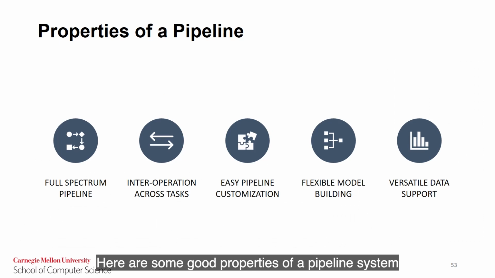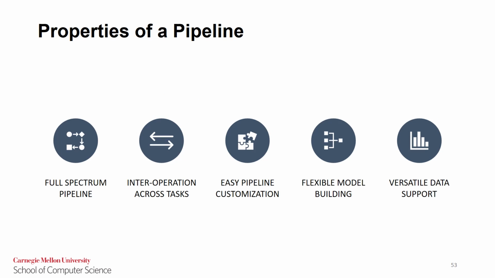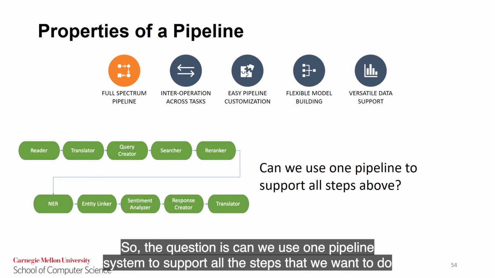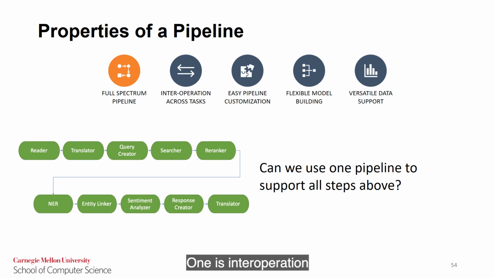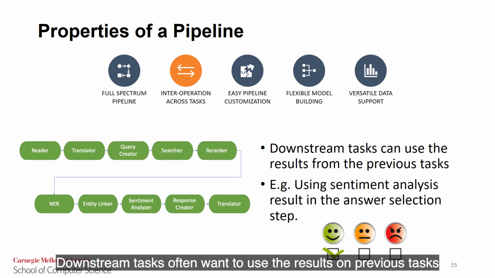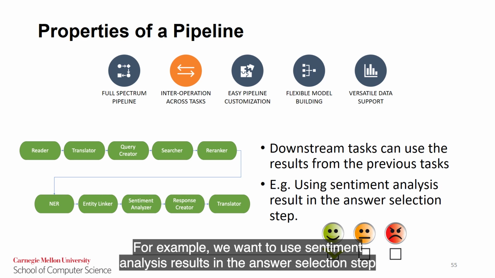Here are some good properties of a pipeline system. I will go into the detail of each one of them. One is full spectrum. So the question is, can we use one pipeline system to support all the steps that we want to do? One is interoperation. Downstream tasks often want to use the result from previous tasks, so we want interoperation to be possible, enabled by this pipeline system. For example, we want to use the sentiment analysis results in the answer selection step.